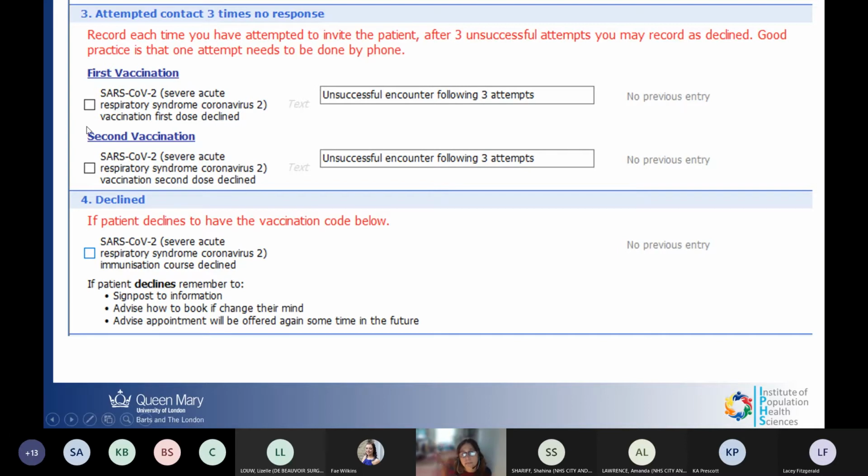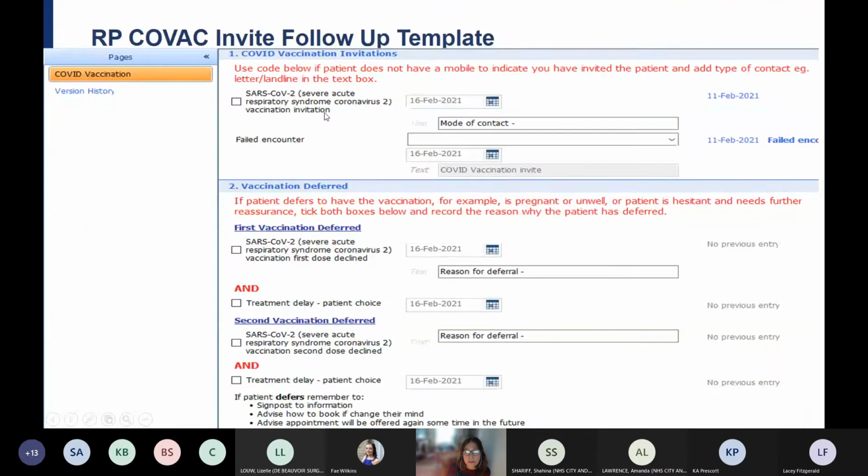Then again, you could code that the first dose has been declined, and why have you coded it as declined? Because you've had an unsuccessful encounter following three attempts. So you've got all this recorded in the record, so it's very clear. And with this one, going back to that, you would have had three instances of an invitation being sent.